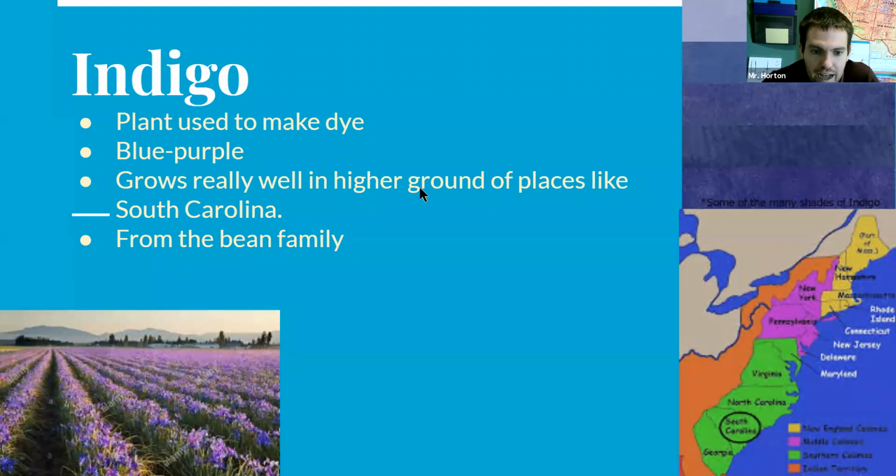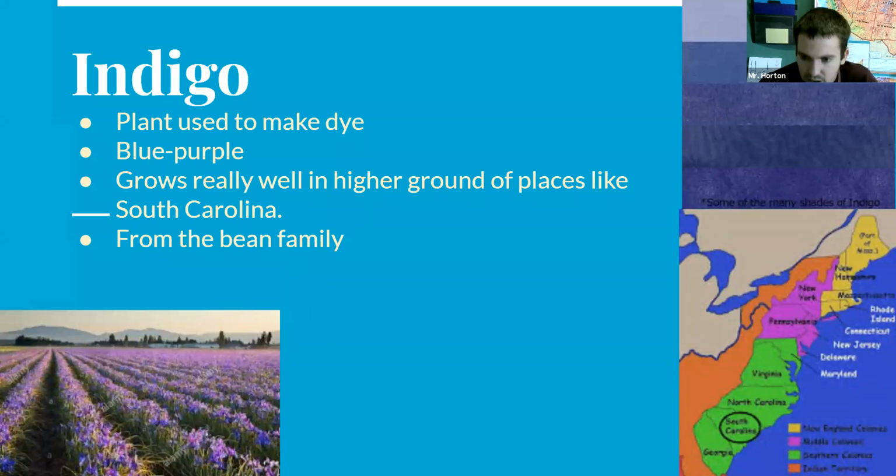South Carolina has some higher land to it and higher ground, and so the crops of indigo were mainly grown in South Carolina. And indigo came from the bean family. So it was a combination of beans put together as they were growing in a field. And then as that combination worked, they were able to grow this indigo crop. So indigo was used to dye different materials a different color. All righty, so that's indigo there. So that'll be answer number 6.